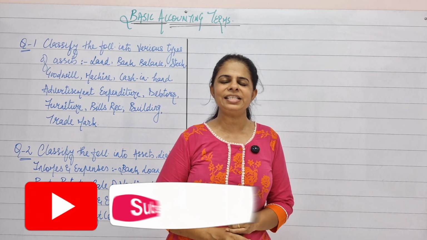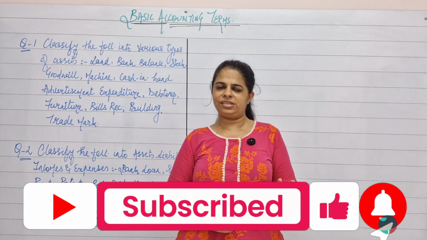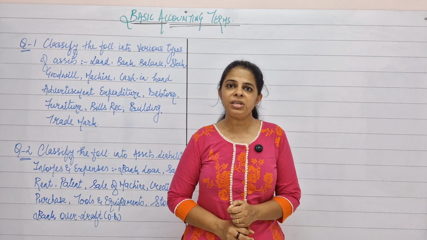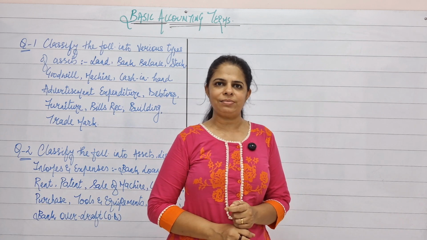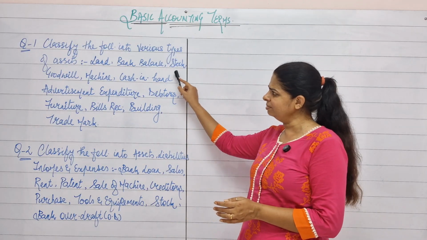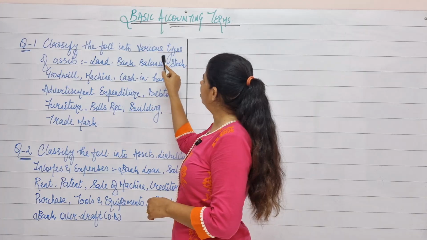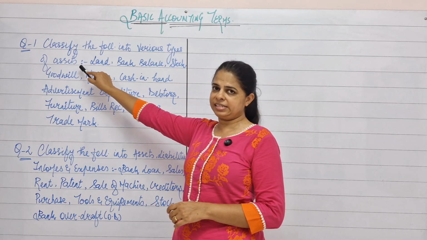Today's session, we will be discussing what type of questions actually come for a 3 or a 4 markers from the topic basic accounting terms. Starting with the first question, the question can be something like this. Classify the following into various types of assets.